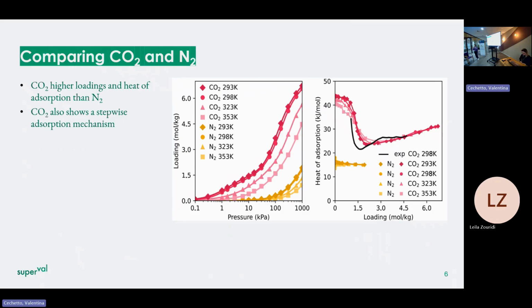Then looking more closely into the Monte Carlo simulations, we can get more parameters out of them. For instance, the heat of absorption that is plotted on the right for both CO2 and nitrogen again. And when we now start to compare the CO2 absorption versus the nitrogen, we see that CO2 has higher absorbed loadings. It's also a higher heat of absorption, but it also shows a different mechanism. The heat of absorption of CO2 first decreases, and there's also a plateau in the isotherm.